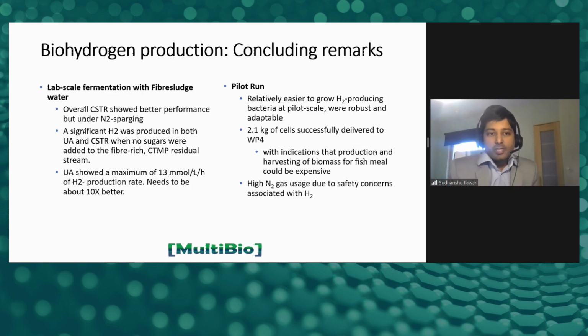Yes, so the concluding remarks for the biohydrogen process: the CSTR reactor showed better performance, but UASB is more relevant, and better results could be obtained with further experiments. The maximum rate we saw was 13 millimolar of hydrogen produced per liter per hour, but our calculations suggest that it has to be at least 10 times better. In the pilot run, as I mentioned earlier, we managed to scale up the process and we obtained sufficient biomass for fish feed. So that was the biohydrogen process.